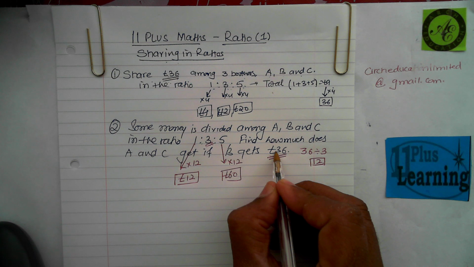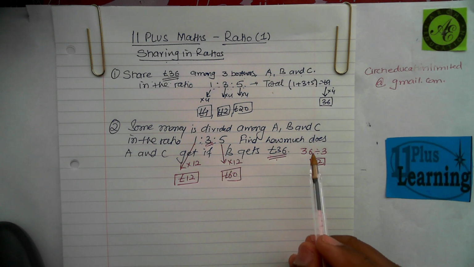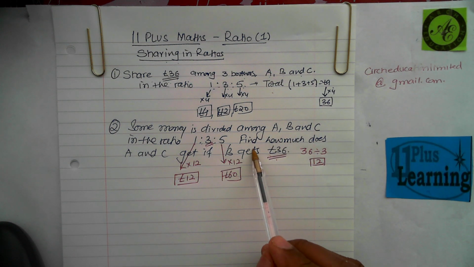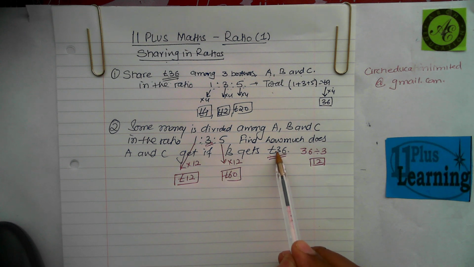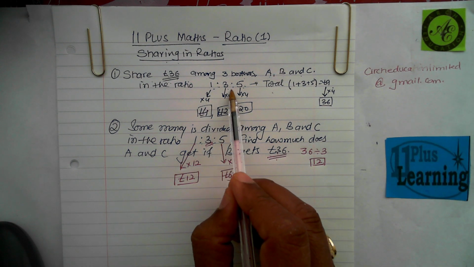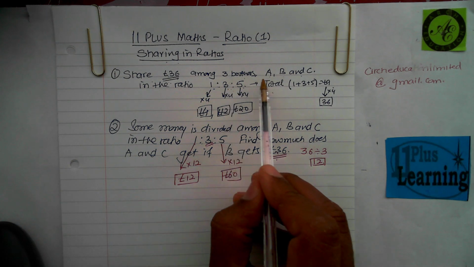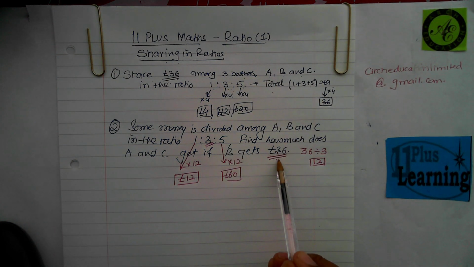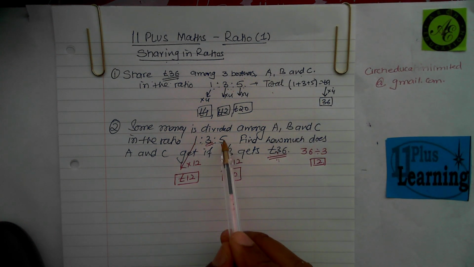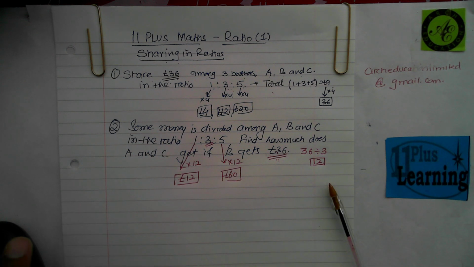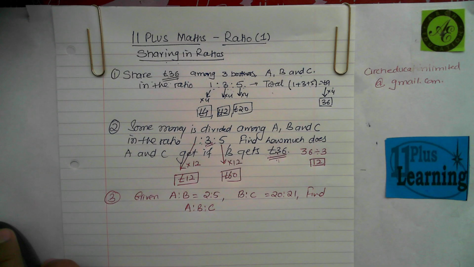Okay, and we know B got £36. So remember, really important, you're going to divide the given amount by whatever value it represents in the ratio. If it represents a total, you add the ratio, divide by that, and find the multiplier. If it represents any particular part of the ratio, you divide by that number. Okay, I'm going to move on to the third type of question.